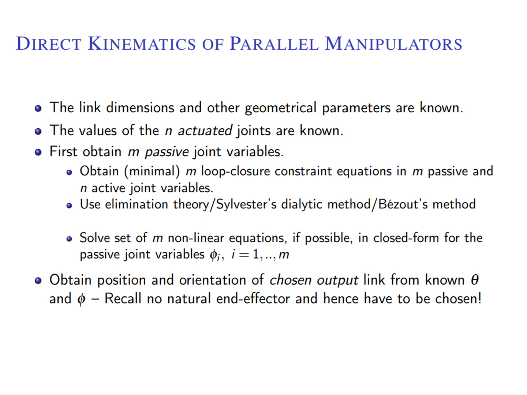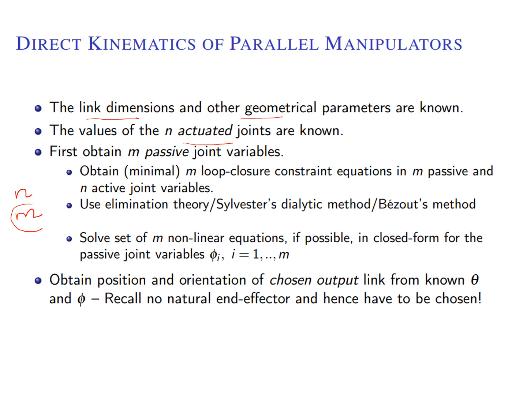In direct kinematics of parallel manipulators, the link dimensions and the geometrical parameters are known. The values of the n actuated joints are also known. So what the different actuated joints in the manipulator are is also known. Remember, in the parallel manipulator, as discussed in the last lecture, there will be some n actuated joints and m passive joints, right? So the first task in the direct kinematics of a parallel robot is to obtain the m passive joints.